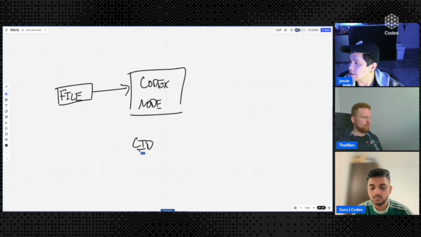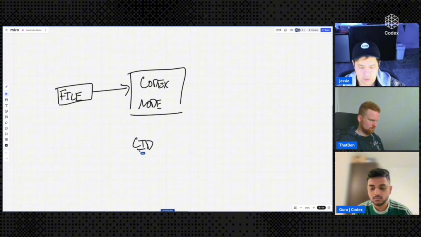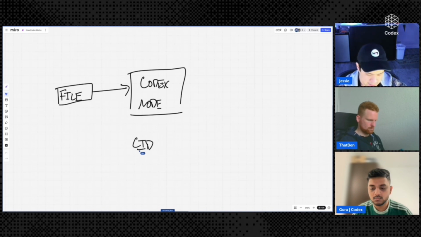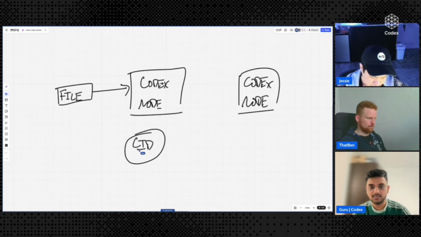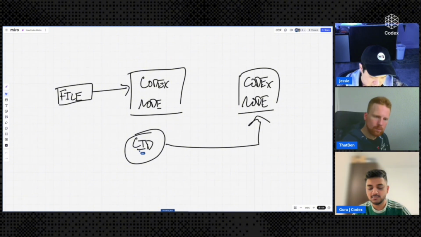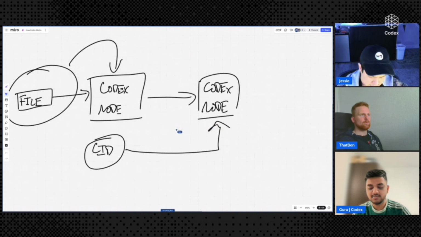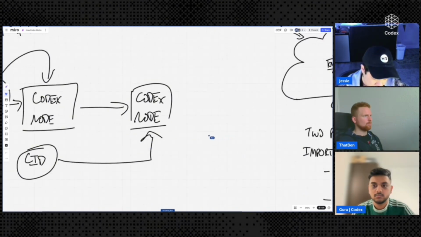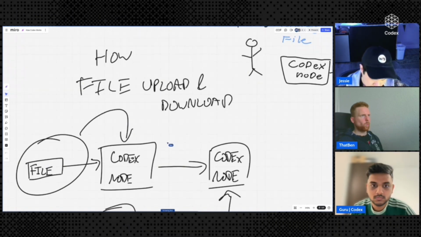And what that does is that allows you to share where the data object is located with your friend. If you share the CID, then on their Codex node on their end, they're able to plug this in there, and then they're able to download this file that you uploaded into your Codex node to their Codex node. So this is how file upload and download works.